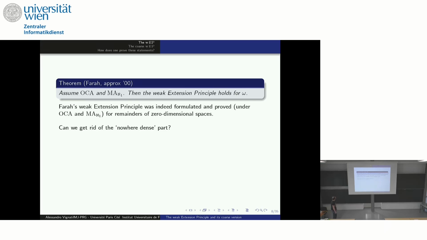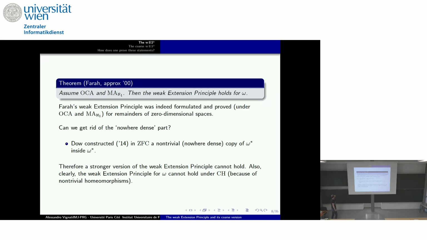But now, can we get rid of the nowhere dense part? That's the question. Is it consistent that in fact the nowhere dense part disappears? You would have some strong extension principle, but this is in fact not the case because of the following construction of Alan Dow. He constructed in ZFC, so you don't get rid of this, a non-trivial copy of omega star inside omega star. This one has nowhere dense range, so that's okay. It still fits our WEP context, but you don't get rid of it, all right? So you don't have a stronger extension principle, right?